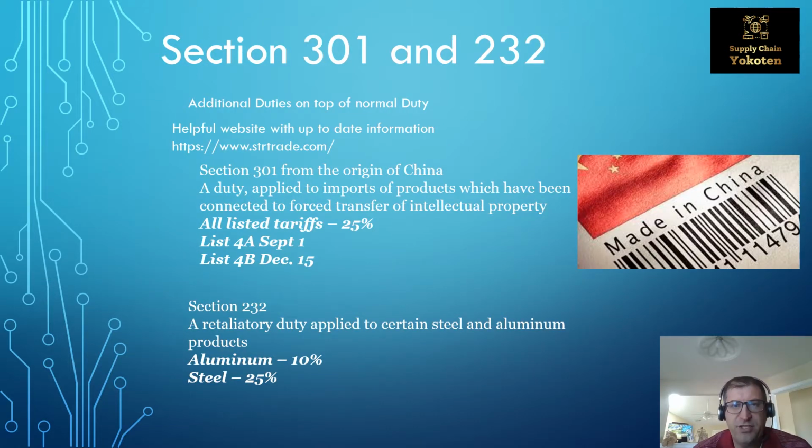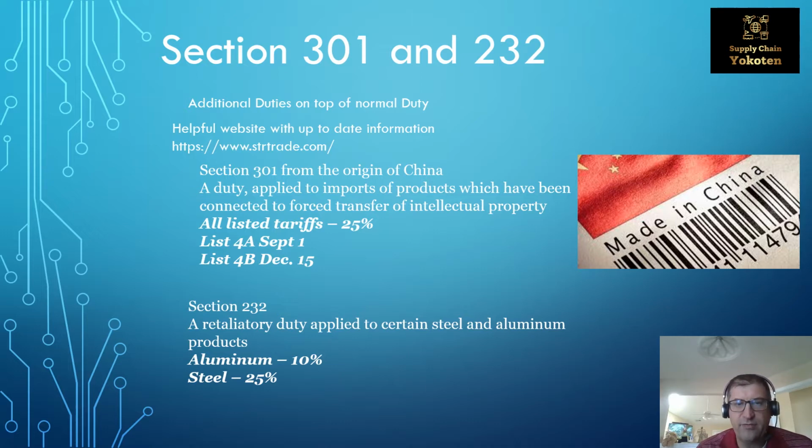Section 301 and 232. These are additional duties added on top of the normal duty, the normal tariff. A helpful website just to stay up to date is www.strtrade.com. It seems like every day there's new information coming out from President Trump about new tariffs or taking away tariffs and putting different dates on tariffs, so it's really important to stay up to date.